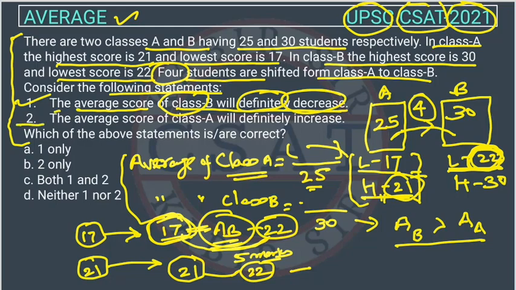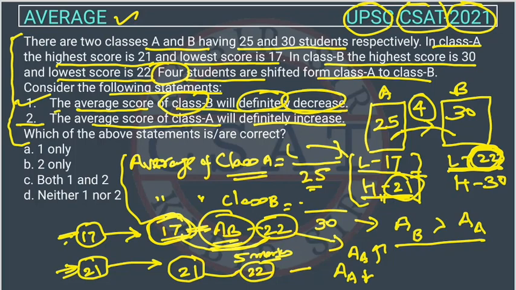Now what's the second conclusion? The average score of class A will definitely increase. Now he is asking what will happen with the class A average, right? It will increase or decrease. If we are shifting the minimum marks students, then the average of class A will increase, right? But if we are shifting the highest marks students into class B, then the average of class A will decrease, because now we don't have the highest marks students, so the average will reduce, right? So here it is reducing and here it is increasing.